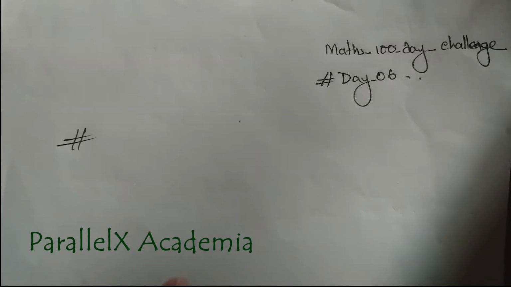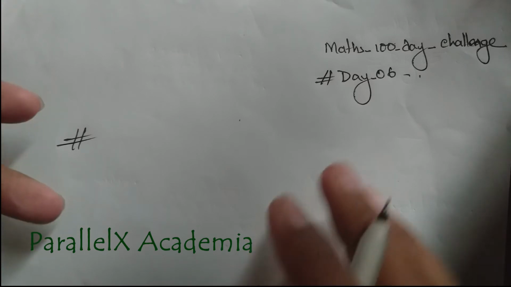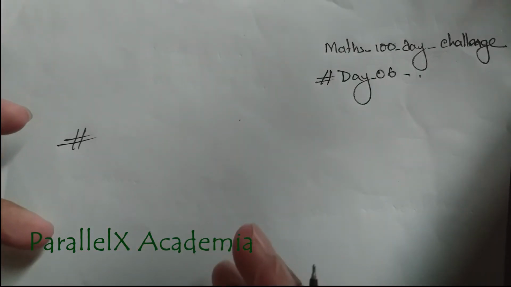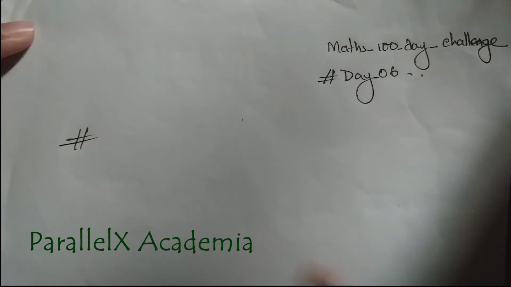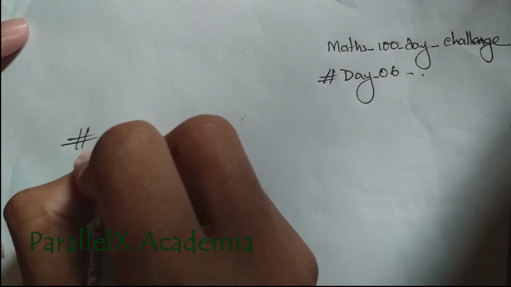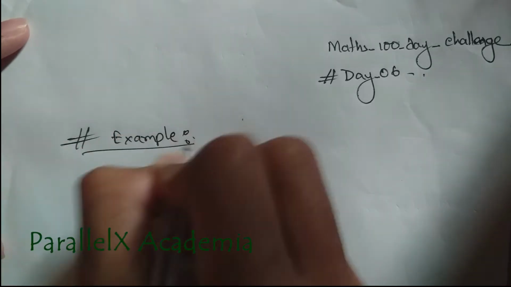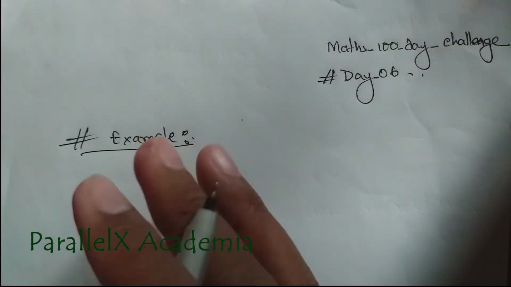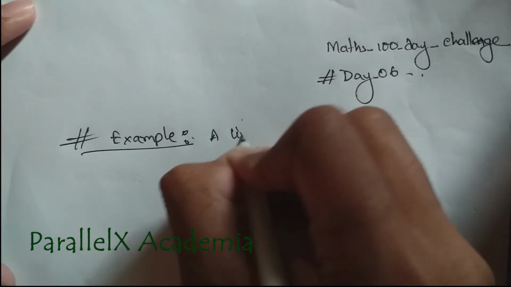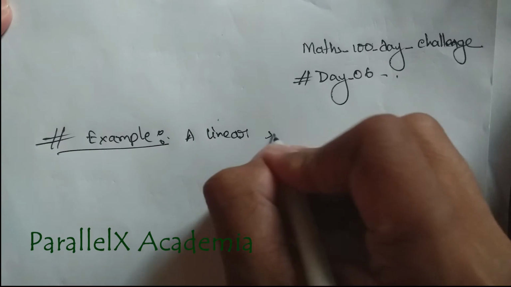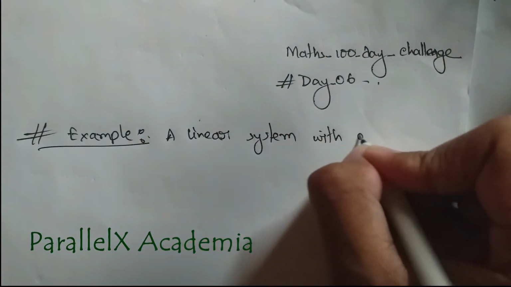You know what a linear system is. If two equations are making a system, then we can say that's a linear system. So today we'll show you some examples, and we'll be talking about linear systems with one solution.